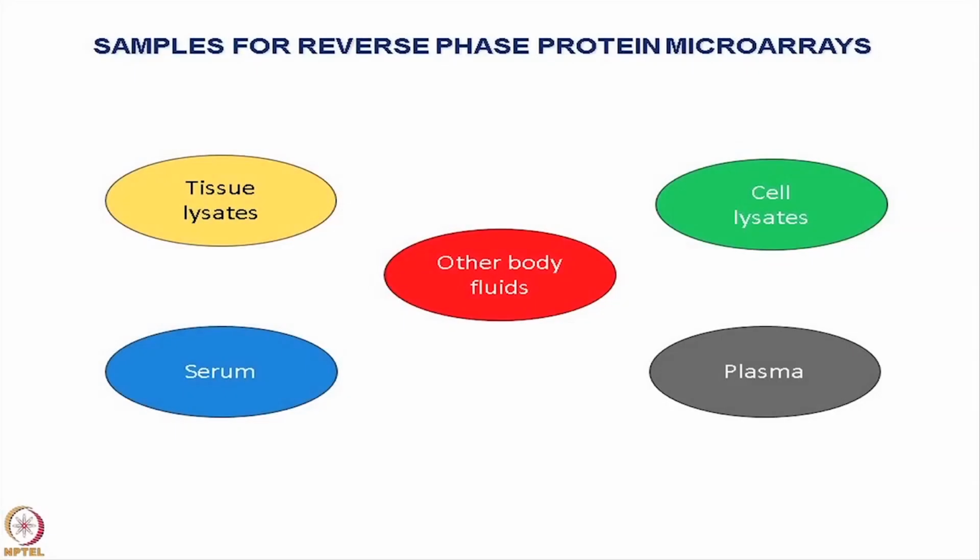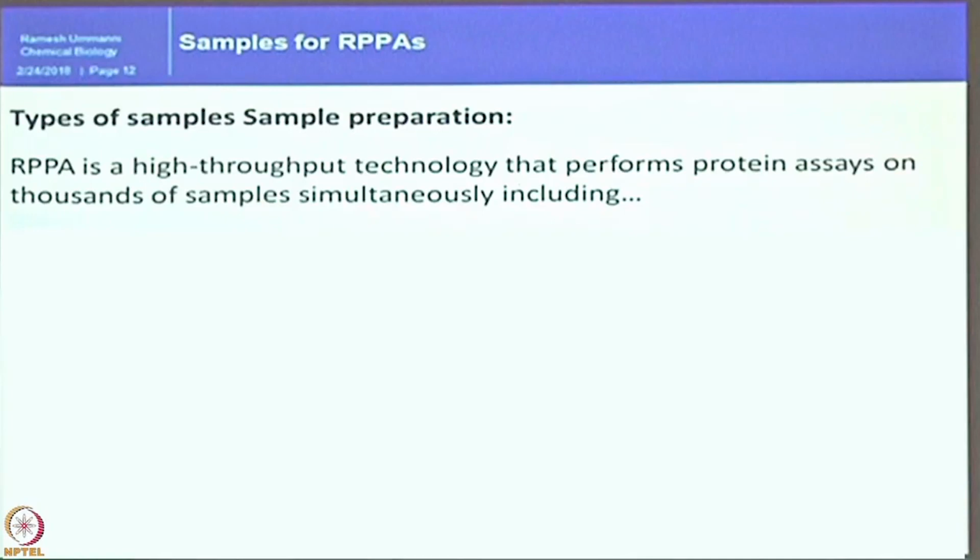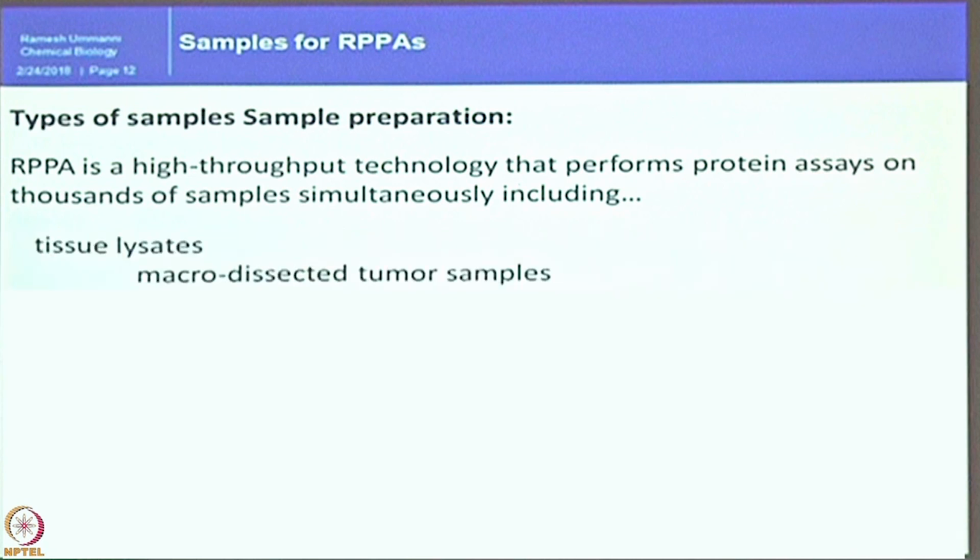First is samples. There is no limitation. Any sample can be analyzed by RPMAs, or any sample which can be analyzed by Western blot can be analyzed in RPMA. The only thing is you have to follow certain methods to prepare your clean sample, to make it ready for the RPMA approach. It is a high throughput technology that performs protein assays on thousands of samples simultaneously, including tissue lysates, which have macro dissected tumor samples.